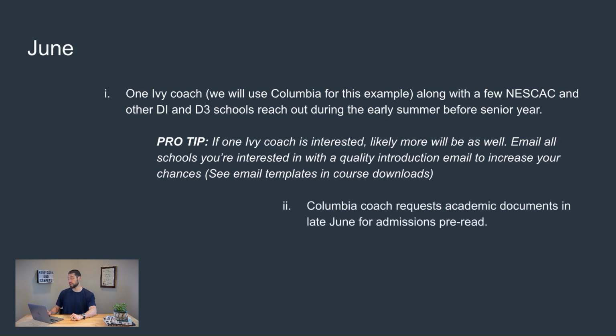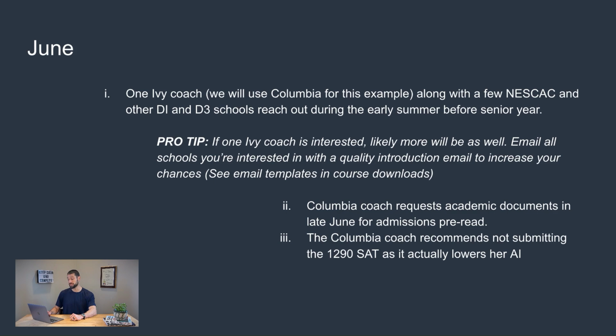The Columbia coach requests academic documents in late June for an admissions pre-read. The Columbia coach recommends not submitting the 1290 SAT as it actually lowers her AI. So the Columbia coach and Jill had a conversation. She told the Columbia coach that she had a 1290 SAT, and the Columbia coach said, "That's great. I'd recommend not submitting it because your actual AI is higher while calculating without the test score." And she begins the process of financial aid pre-read with Columbia.